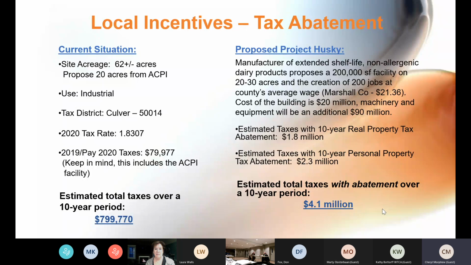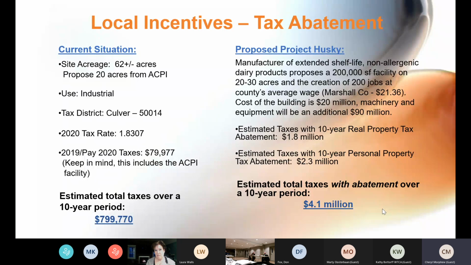So it also includes the facility for ACPI. So if we were going to say all things being equal, and we were going to look at the estimated tax revenue on that 62-acre site over the next 10 years, and no increase in assessed value, which we know is not going to be the case, and no additional growth, no future abatements, so on and so forth, we could say very conservatively that the 10-year taxes on that property, if nothing changes, is just under $800,000.